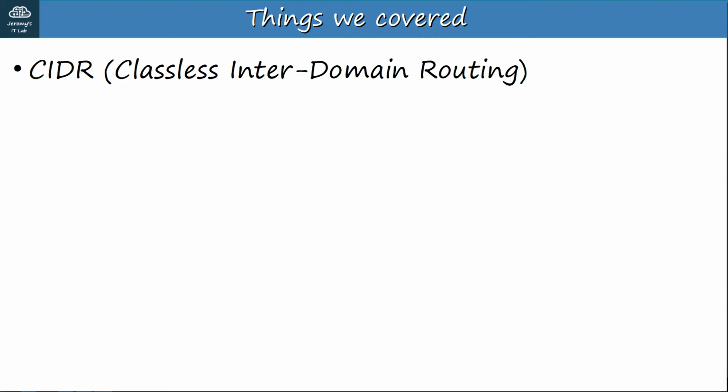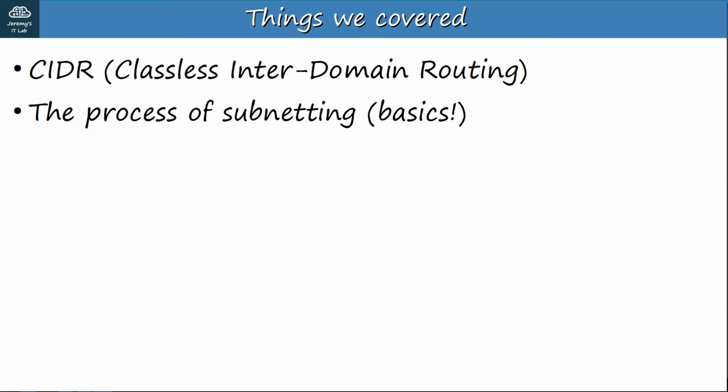So, what did we cover in this video? We covered CIDR, classless interdomain routing, which removes the rules of class A, B, and C networks and lets us be more flexible with network addressing, according to the size of the network. We also covered the process of subnetting, but mostly just the basics. Hopefully you understand the purpose of subnetting and know a little bit about how to do it. I'll clarify and expand upon many things in the next video, but also feel free to ask any questions you have in the comment section.